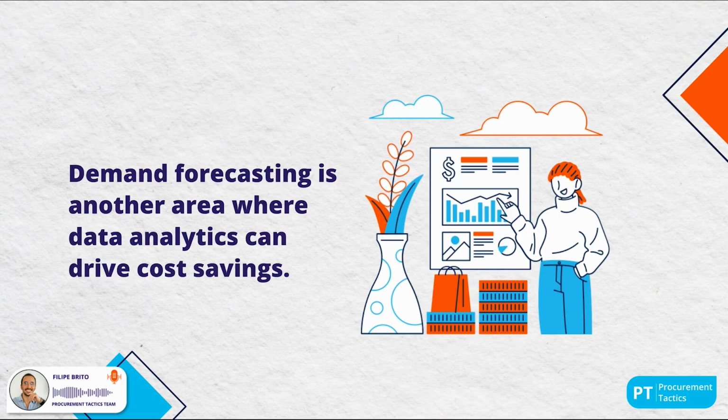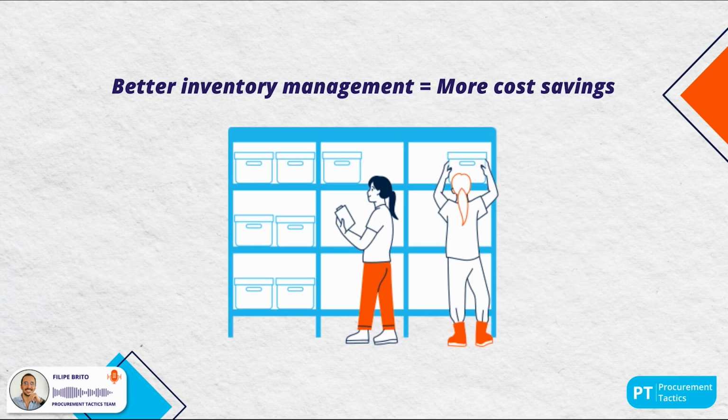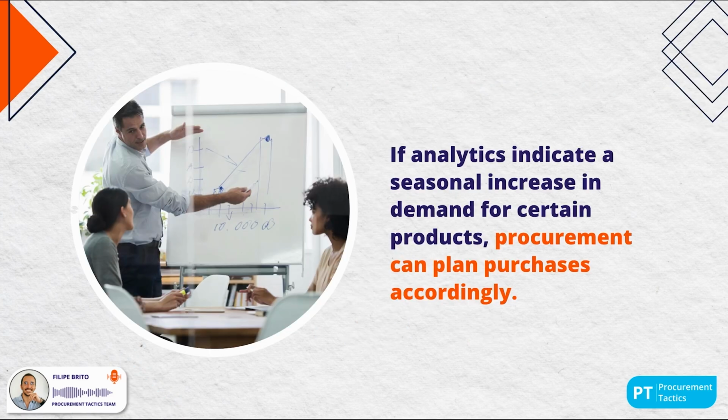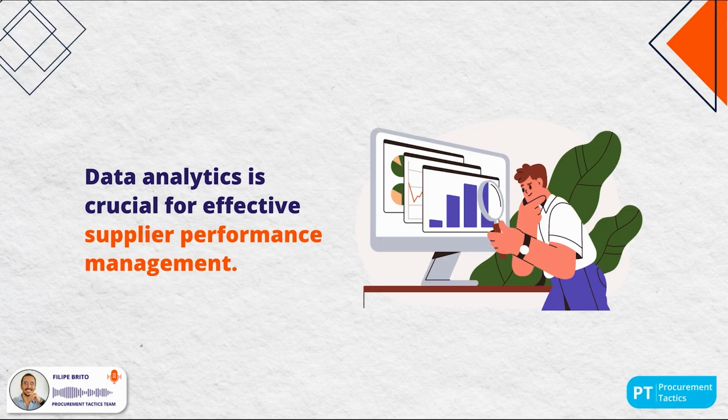Demand forecasting is another area where data analytics can drive cost savings. By analyzing historical purchase data and market trends, procurement can predict future demand for products and services more accurately. This allows for better inventory management, reducing the costs associated with overstocking or stockouts. For example, if analytics indicates a seasonal increase in demand for certain products, procurement can plan purchases accordingly, securing favorable pricing and avoiding last-minute rush orders that often come with a premium.